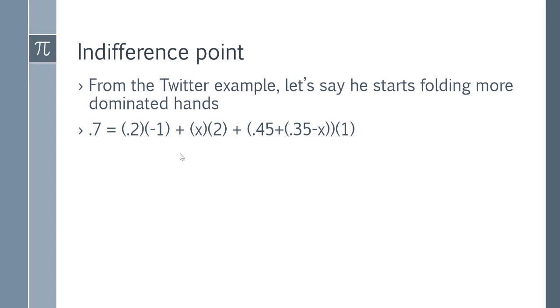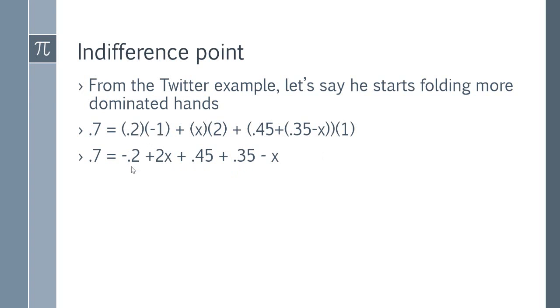So it just goes back to the original equation that we had the first time we calculated it. But in this case, we don't know. We want to find out when that calling frequency equals our 0.7. So how often he has to call with dominated hands in order for betting and calling to have the same EV for us. So step by step, the first thing I did was multiply these together.